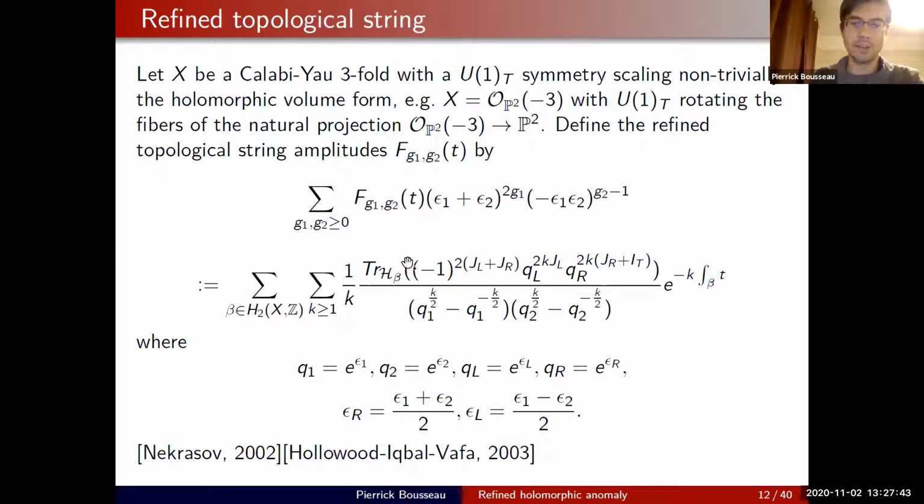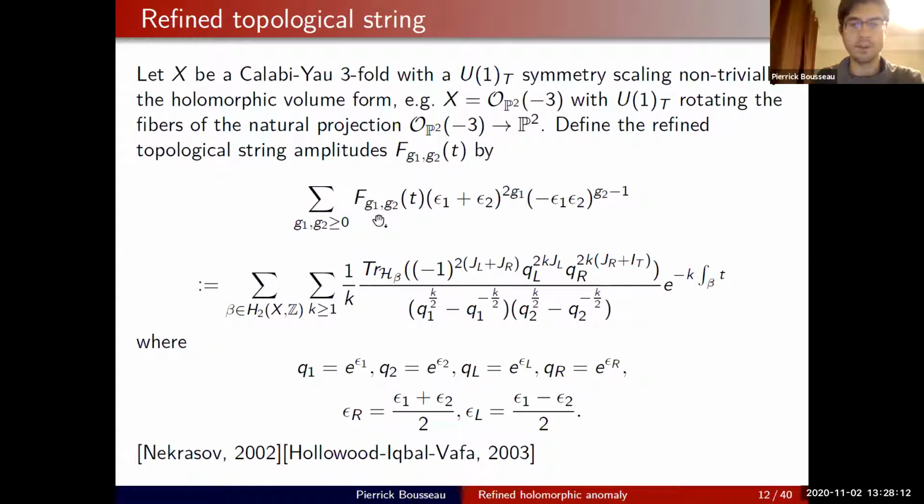So you consider this right-hand side, and you expand it formally by doing this change of variable. So in this formula you have Q1, Q2, QL, and Q right, and you express it in terms of these parameters epsilon1, epsilon2, and doing this exponential change of variables, you formally expand. And doing this expansion, you define this Fg1, G2 of t.